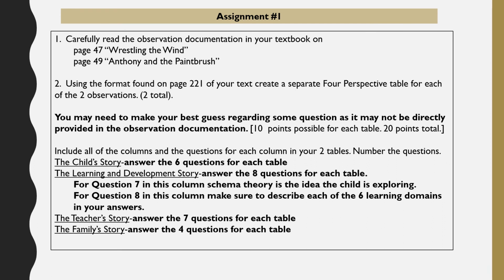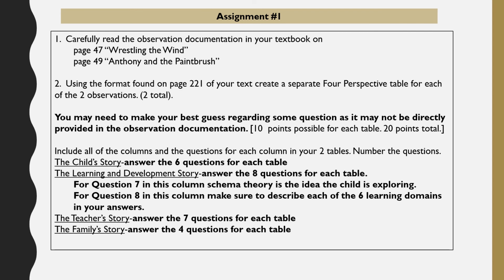So include all of the columns and the questions for each column in your 2 tables. Number the questions in each column. So the first column is the child's story, and answer the 6 questions for each table, the one for Wrestling the Wind, the one for Anthony and the Paintbrush. The learning and development story, answer the 8 questions for each table.